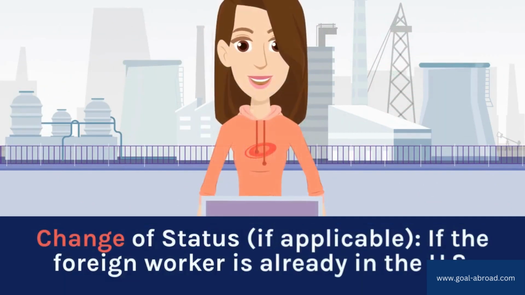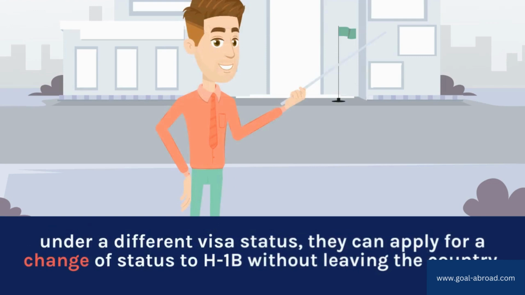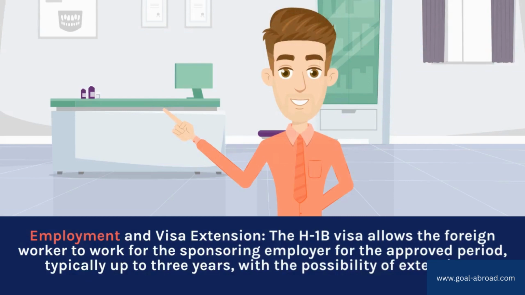Change of status, if applicable. If the foreign worker is already in the U.S. under a different visa status, they can apply for a change of status to H-1B without leaving the country. Employment and visa extension. The H-1B visa allows the foreign worker to work for the sponsoring employer for the approved period, typically up to 3 years, with the possibility of extensions.